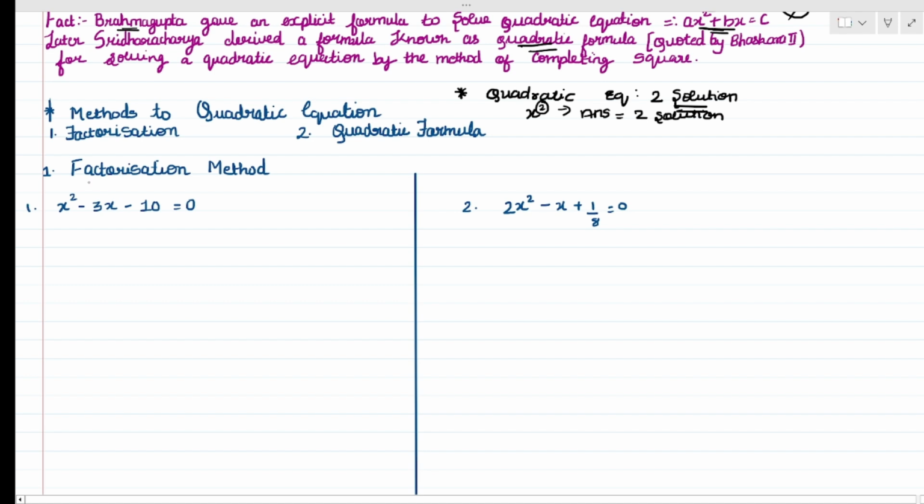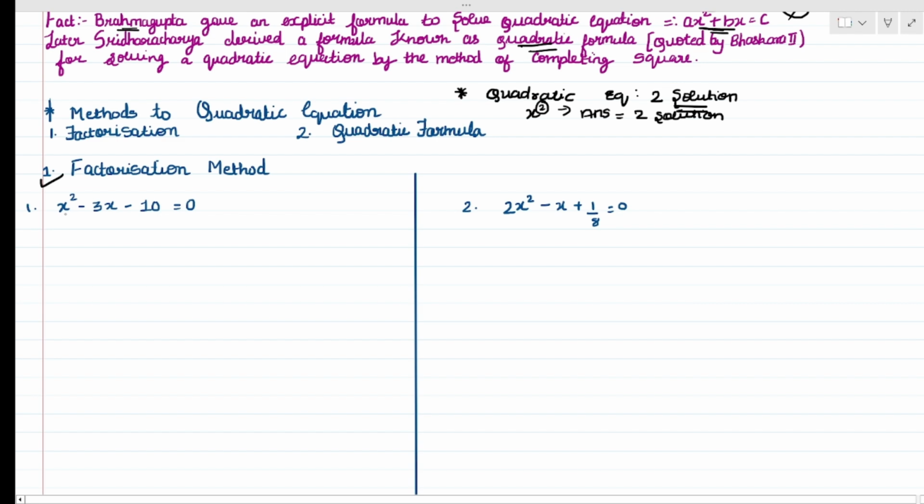Okay, so let's start with first our factorization method. We have already done the factorization method in earlier videos as well. If you want to go there and watch it, you can. But we are doing the factorization method again in this chapter as well. Okay. So our first equation says x square minus 3x minus 10.